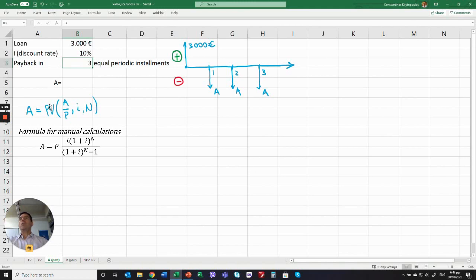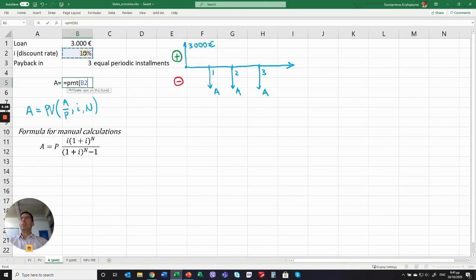So the theoretical formula for this is A, which stands for the amount of each periodic installment, equals the present value times the coefficient A over P, i, n. And this in Excel is going to be calculated with the PMT function, which stands for payment, so equals PMT.